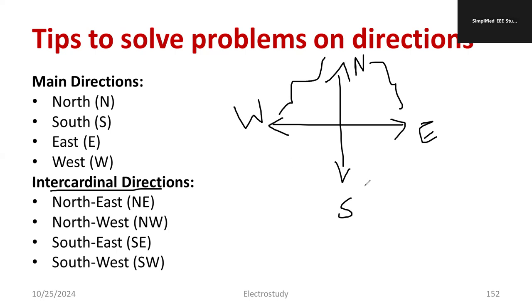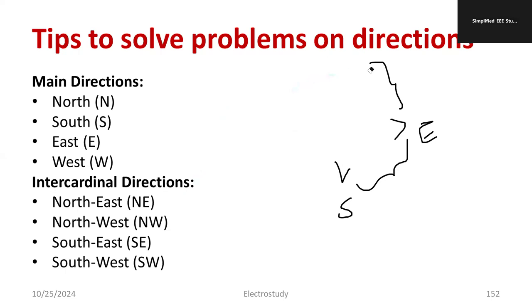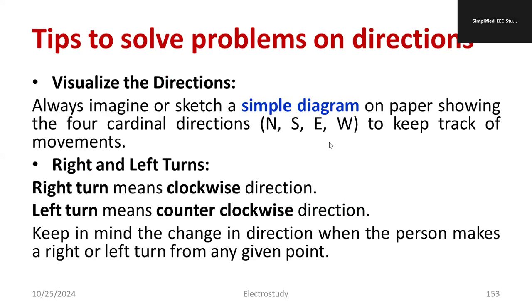Then southeast. So we say southeast. Then southwest. These are called intercardinal directions. This concept you are supposed to remember. So whenever any numerical problem appears, you are supposed to draw this particular direction diagram and go ahead with that. Another important tip is you need to have better visualization. Try to draw a simple diagram.